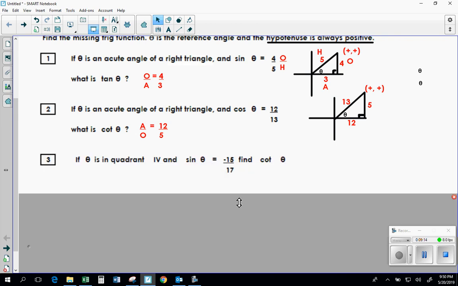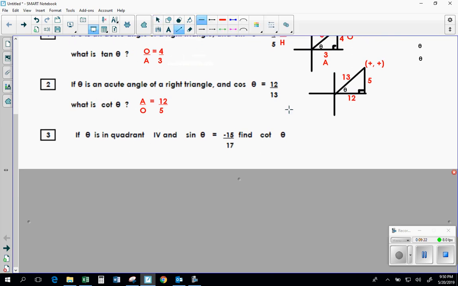All right, example 3. If theta is in quadrant 4, and the sine of theta is negative 15/17, that tells me what quadrant to draw my triangle in. Quadrant 4 triangle. Draw yourself your right angle symbol. Put in your reference angle, theta. Okay. And it tells me what numbers to plug in on 2 of the 3 sides. Remember, hypotenuse is always positive. So even if that negative was down here instead, I would need to move it up to the numerator.